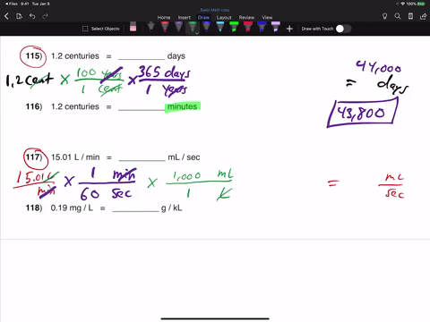So now this is 15.01 times 1 divided by 60 times 1,000 divided by 1 equals the calculated answer of 250.16 repeated. I started with 4 sig figs, so my answer must have 4 sig figs, 250.2.